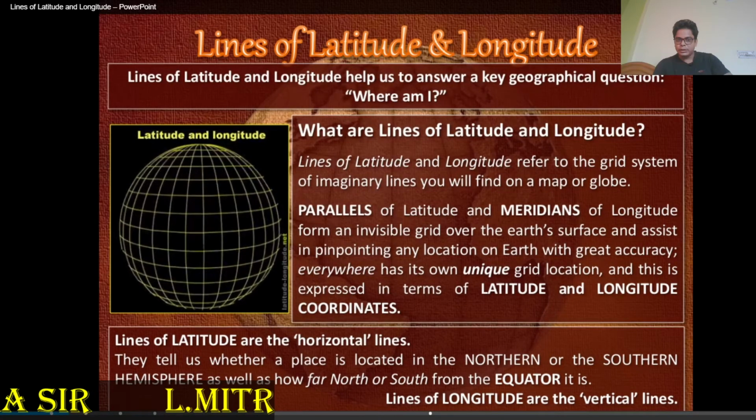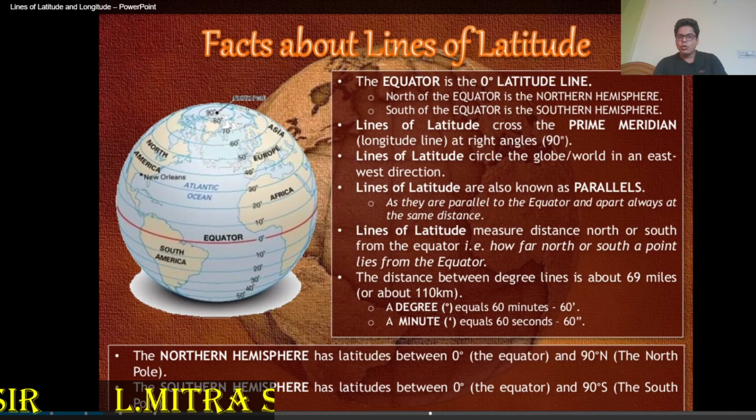Coming to the next slide, here are the facts about latitude. We already discussed that latitudes are imaginary lines drawn parallel to the equator. The equator is the 0 degree line. North of the equator is the northern hemisphere, and south of the equator is the southern hemisphere. The lines of latitude cross the prime meridian at right angles. The 90 degree line is called the North Pole, and in the south there is also a South Pole.